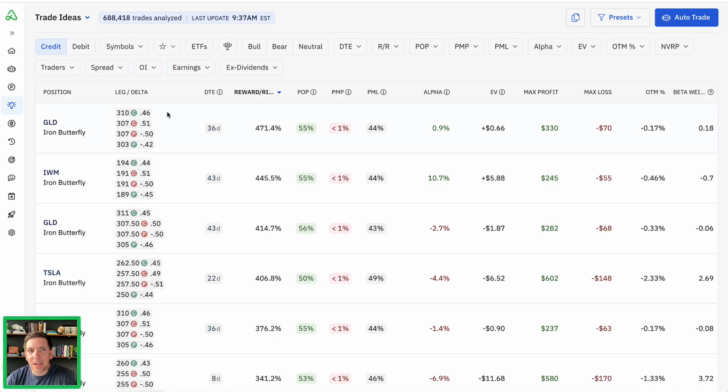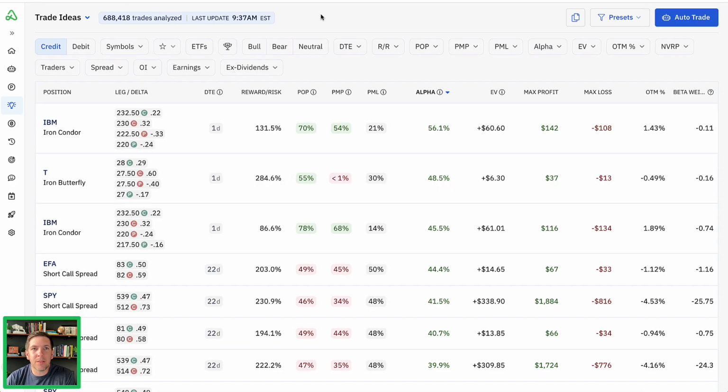So inside of a tool like Trade Ideas, which is inside of Option Alpha, what we do is we actually analyze and go through and calculate all of these metrics on hundreds of thousands, millions of trade combinations every single day, every minute that the market is open.